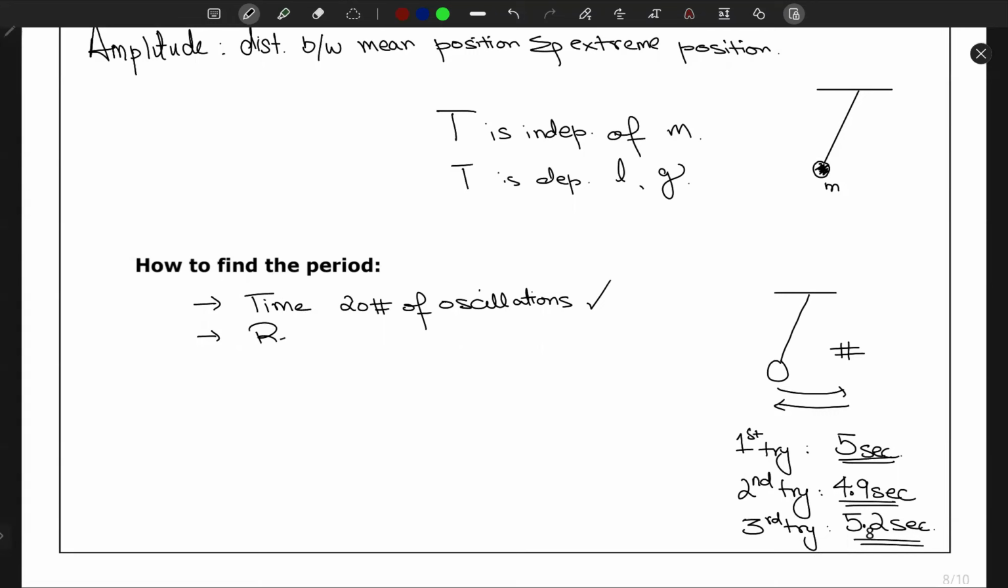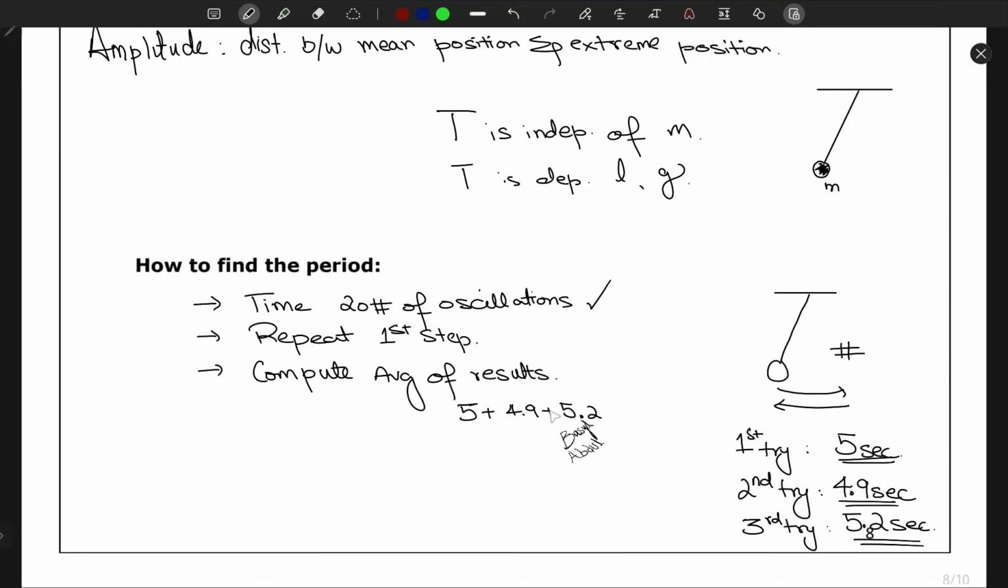So we can say that you repeat, let's call it first step. And then when you do that, you calculate the average value, compute the average of your results. So how do you do that? You take 5 plus 4.9 plus 5.2, right? And then you divide it by the total number of tries. So you have tried 3 times, so 1, 2, and 3. So you'll just divide it by 3.